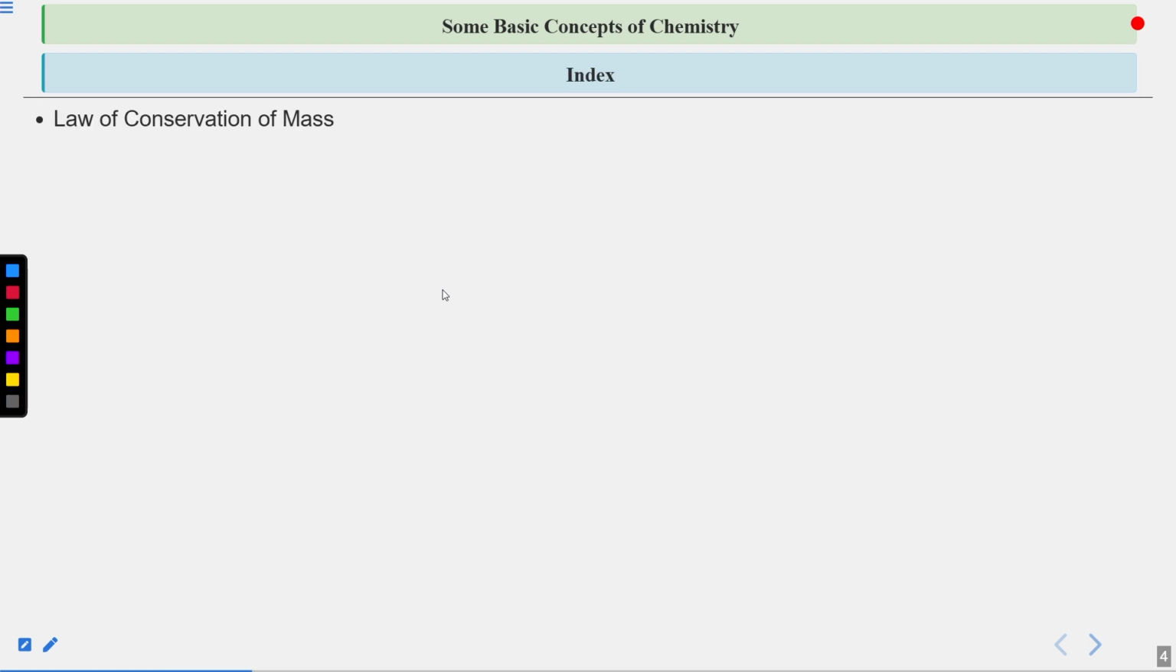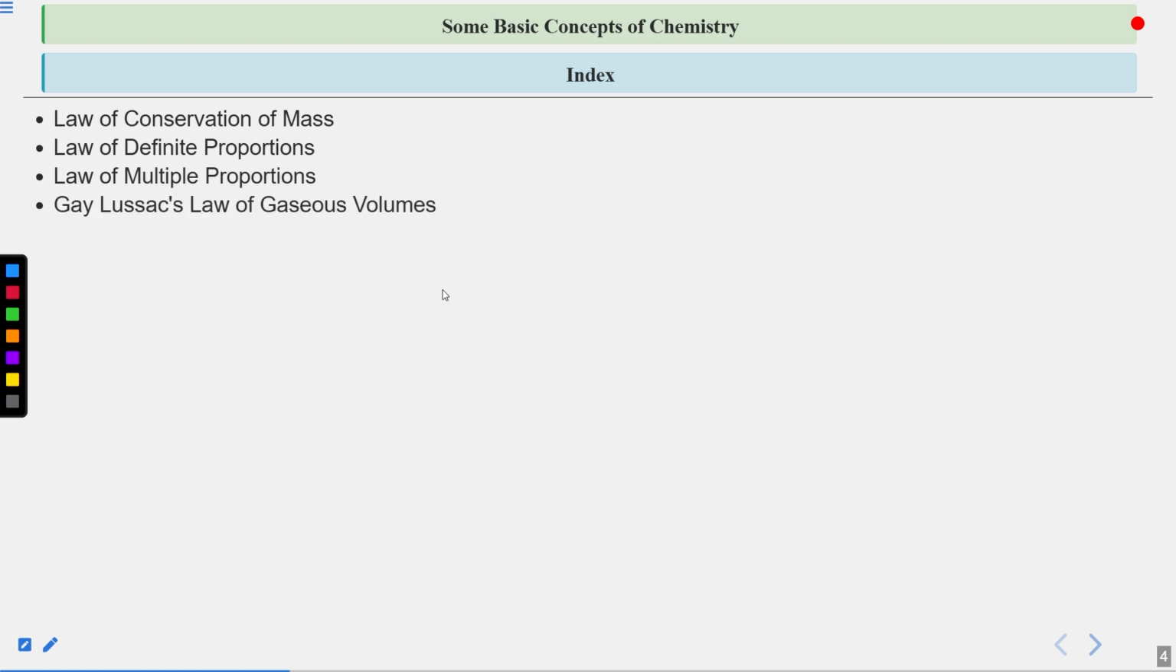Now, moving on to the first topic, which is the law of conservation of mass. Then we will see the law of definite proportions, the law of multiple proportions, and Gay-Lussac's law of gaseous volume. Lastly, Avogadro's law. So these are the laws of chemical combinations which we will talk about. Many of these are just transformations of one another. Okay, so they have been formulated from time to time so that we can get a clearer picture.